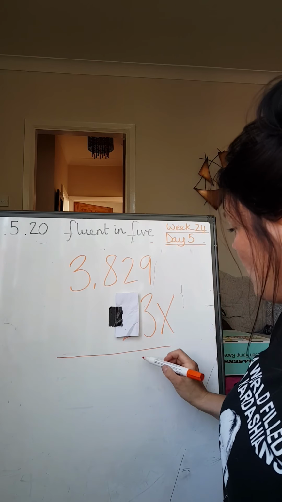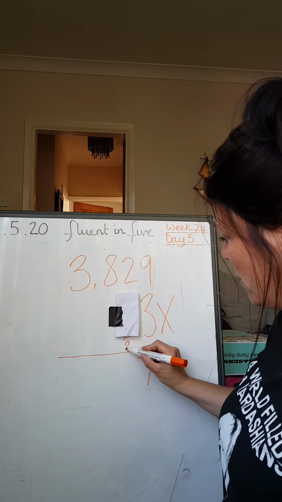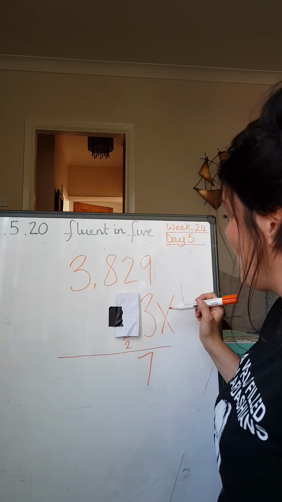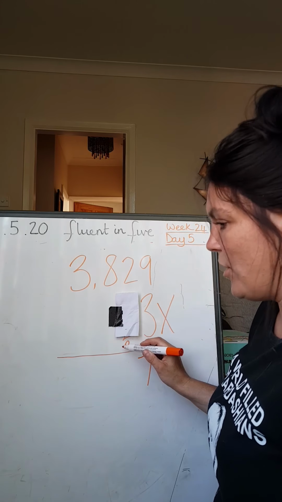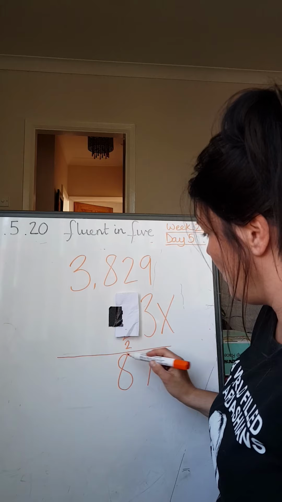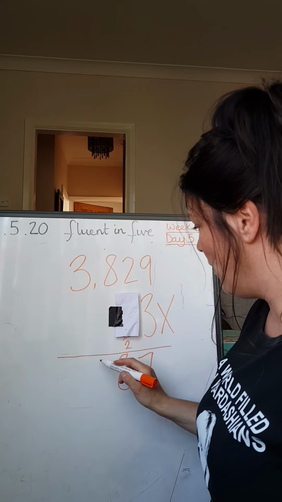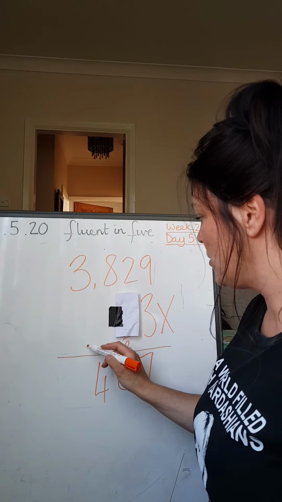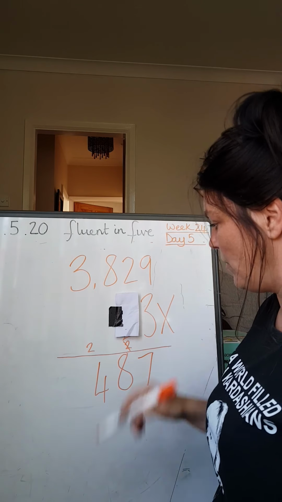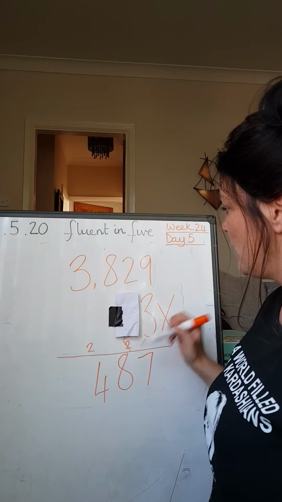9 times 3 is 27. 7 in the box, 2 on the doorstep. 2 times 3 is 6. Add the 2, 7, 8. 8 goes in the box. 8 times 3, 8, 16, 24. 4 goes in the box. 2 goes on the doorstep. Don't forget to cross that one off once you've used it. 8 times 3 is 24.